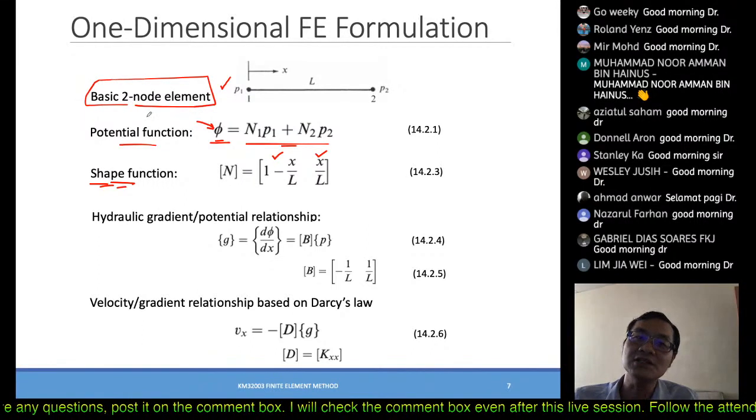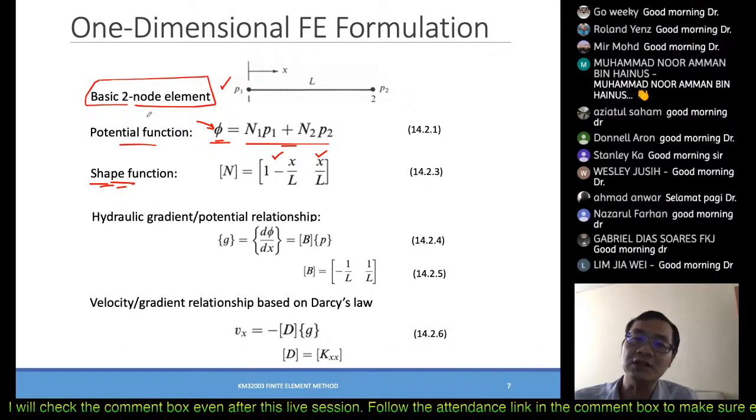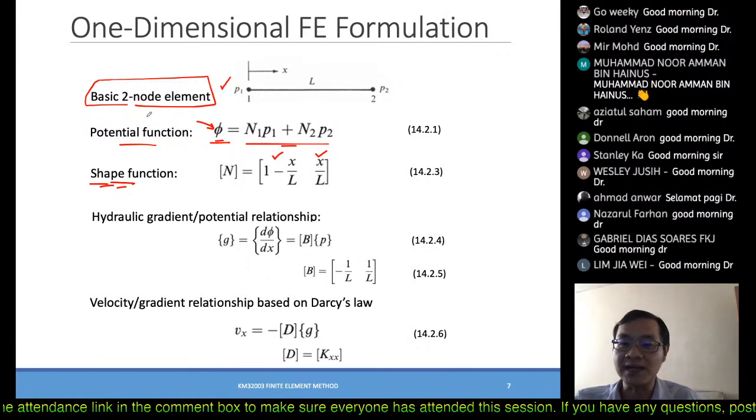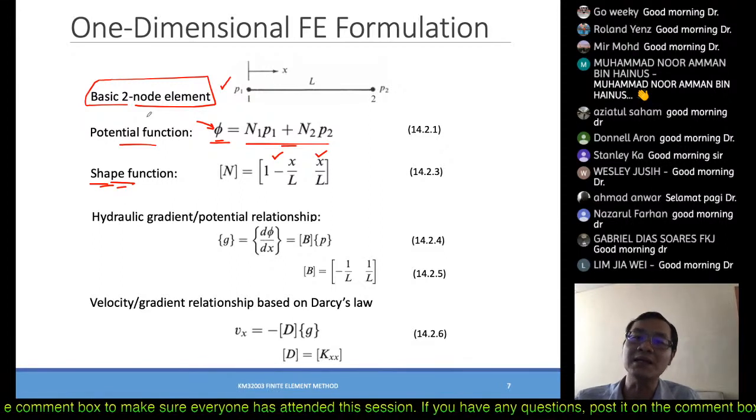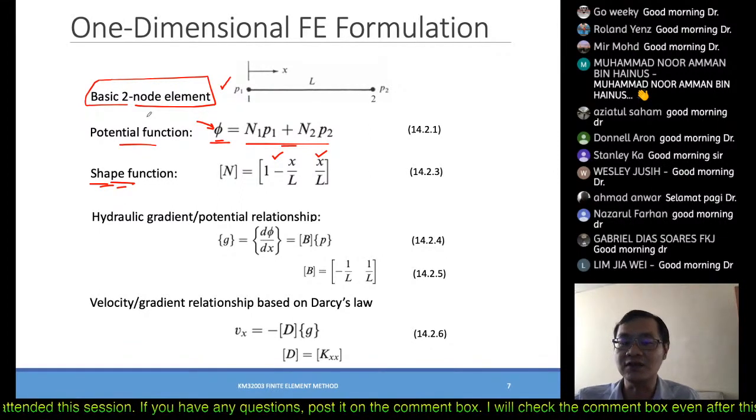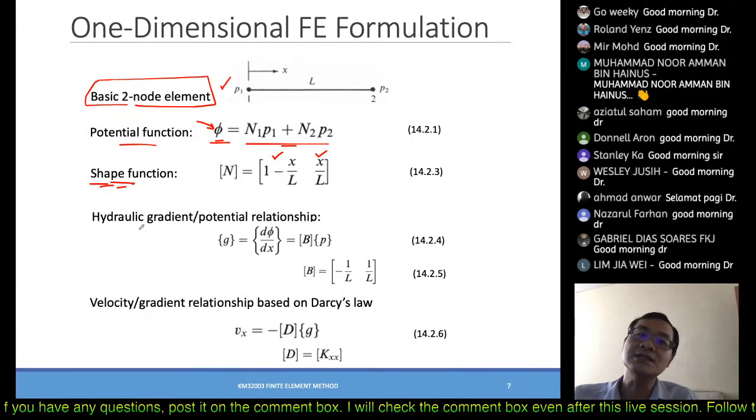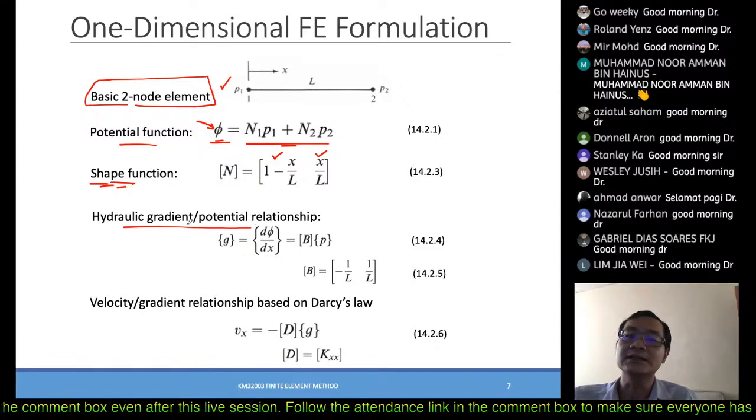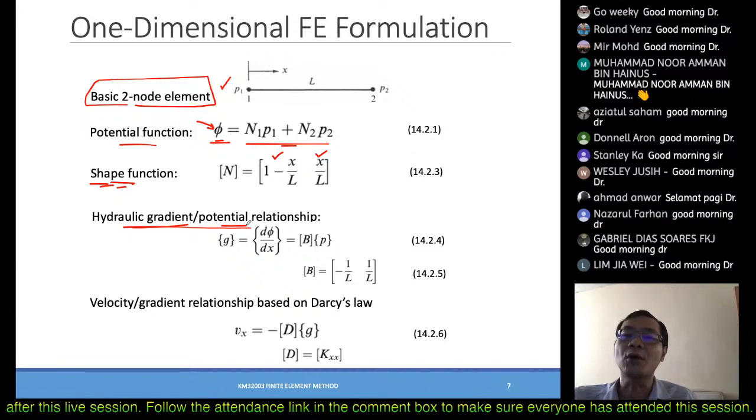So different elements have different shape functions, but when we apply them to different applications, we just use the shape functions, okay. That is why the shape function is very important in finite elements, and they just multiply it according to the different functions that they need in different applications, right? So in this case, it is about the fluid, so we will talk about the hydraulic gradient and the potential relationship, which is given as such, alright.